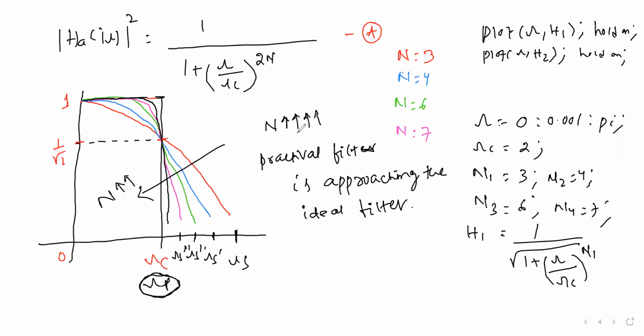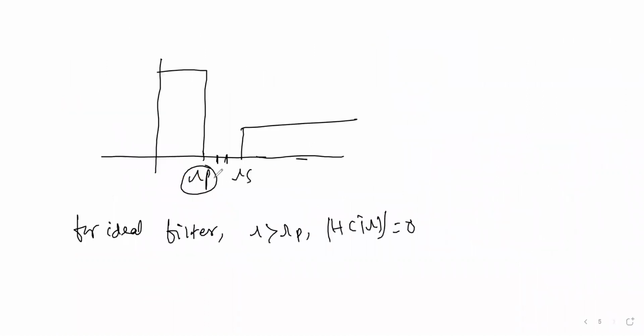If you take a small value of n, what will happen? Since there is a transition band between omega p and omega s, you will get some value of unwanted signal. Yes or not? Because the plot is like this. Since this period is the transition band, when you use this filter, after omega p also this is not equal to 0. Since it is not equal to 0, we are getting some unwanted signal.